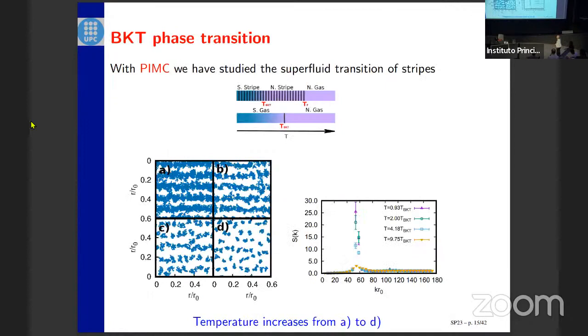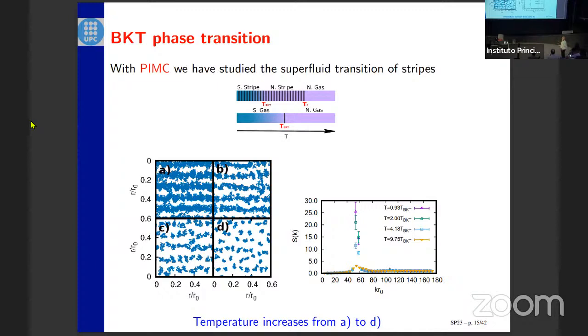We have studied what happens with this transition, because we have the transition from superfluid to normal. So what you get, as a function of the temperature, in the case of the stripes, is that at a given temperature I have the super stripe. Then at a given temperature, which we call T beta T, the system becomes a normal stripe. So the order persists beyond the critical temperature and then finally arrives at a gas. You lose the structure of the stripes when you increase the temperature, just by disorder. In the case of the gas, there is only one transition. The gas is always a gas, and there is this BKT transition.